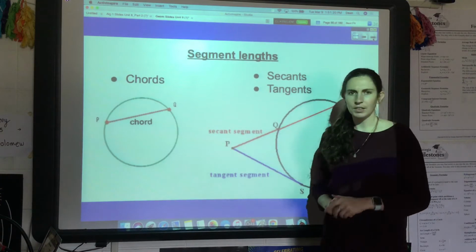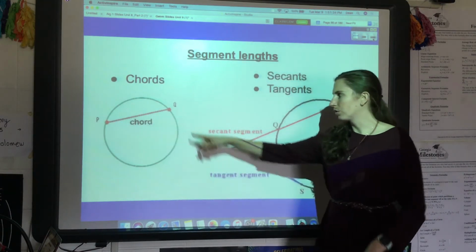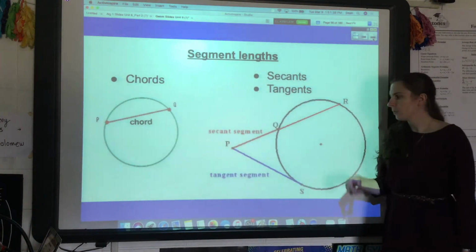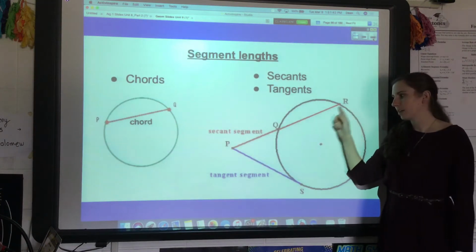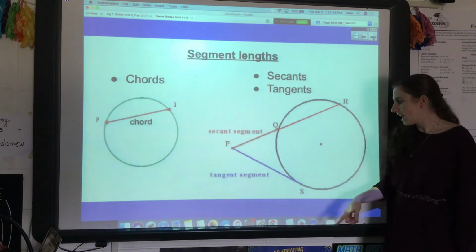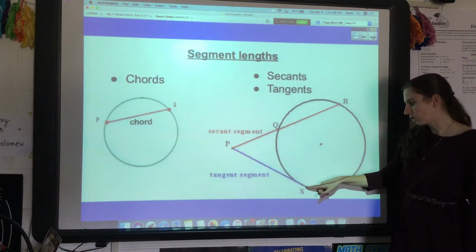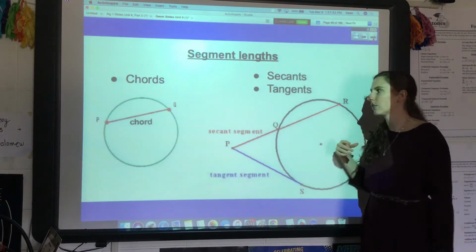So remember, there are a lot of different types of segments in a circle. You've got chords, which go from a point on the circle to another point on the circle. You've got secants, which cut through the circle in some way, but they might continue outside. And then tangents are lines that literally just touch the circle at exactly one point. So we're going to talk about the lengths of some of these different segments today.